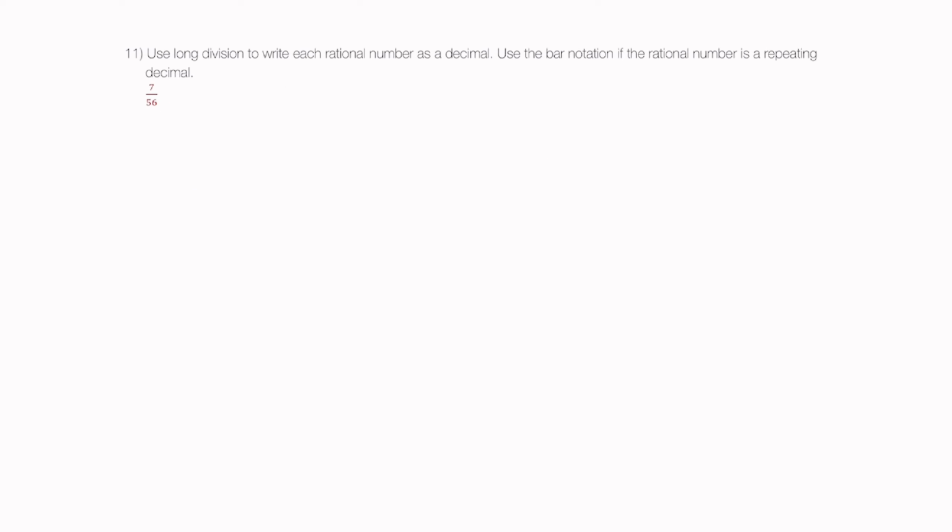The next one. What does this question say? Use long division to write each rational number as a decimal. Use a bar notation if the rational number is a repeating one. How do we do this? Well, let's do it smartly first.